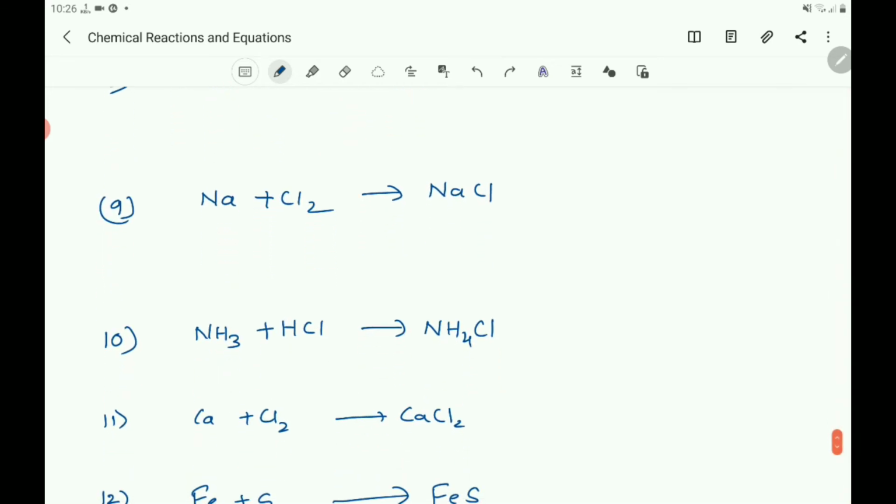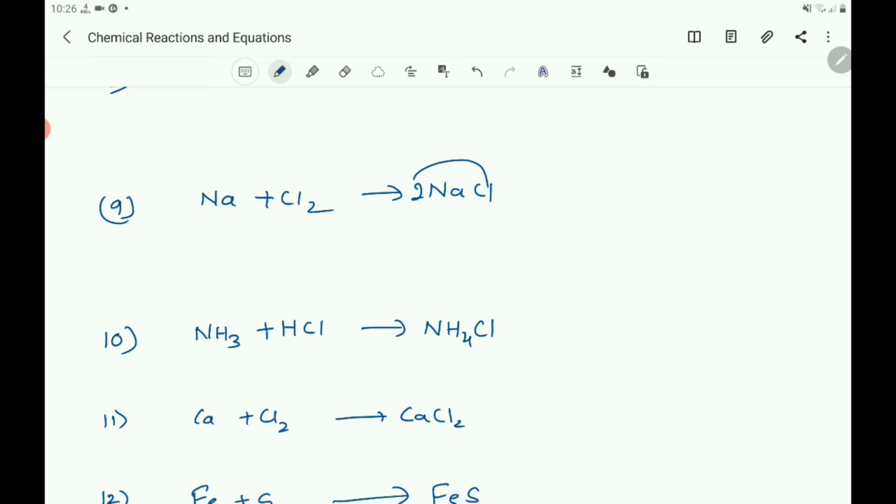Next, Na plus Cl2 gives NaCl. This is also an example of the chemical combination, as two reactants combine to give a single product, sodium chloride, NaCl. Now you balance it. Cl2 is there, so you can have 2 here.